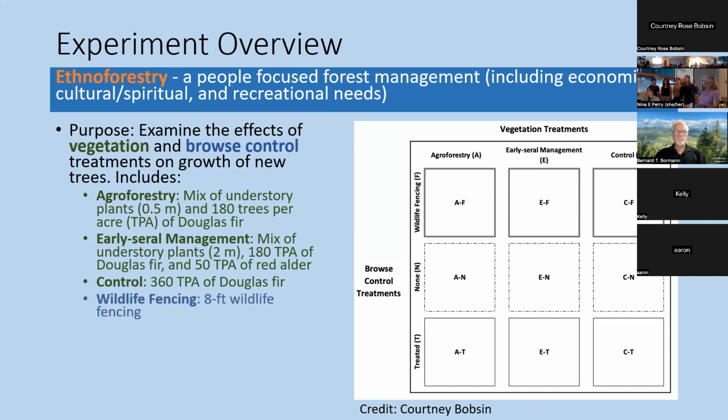And then for browse control treatments, the first treatment we have is wildlife fencing. This is the most effective treatment to prevent animals from browsing on the trees, but it's the most expensive also, just in terms of materials and the labor.